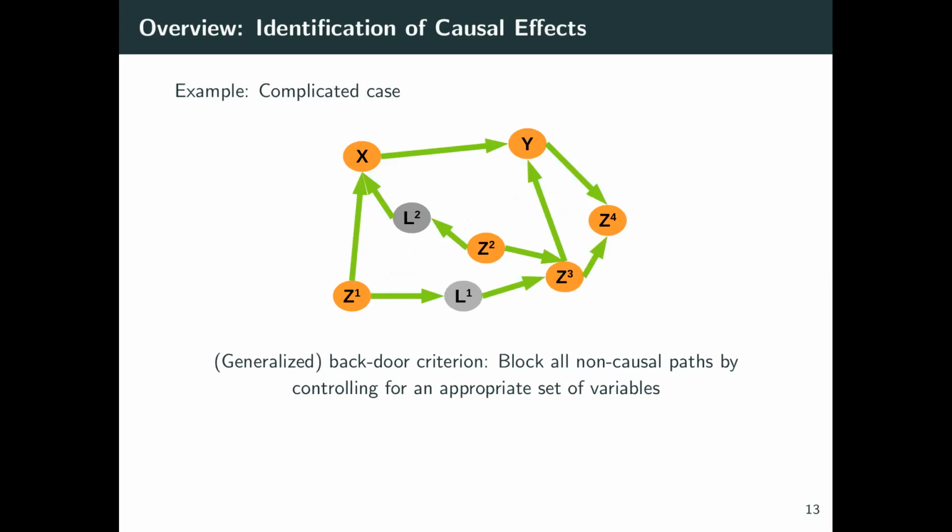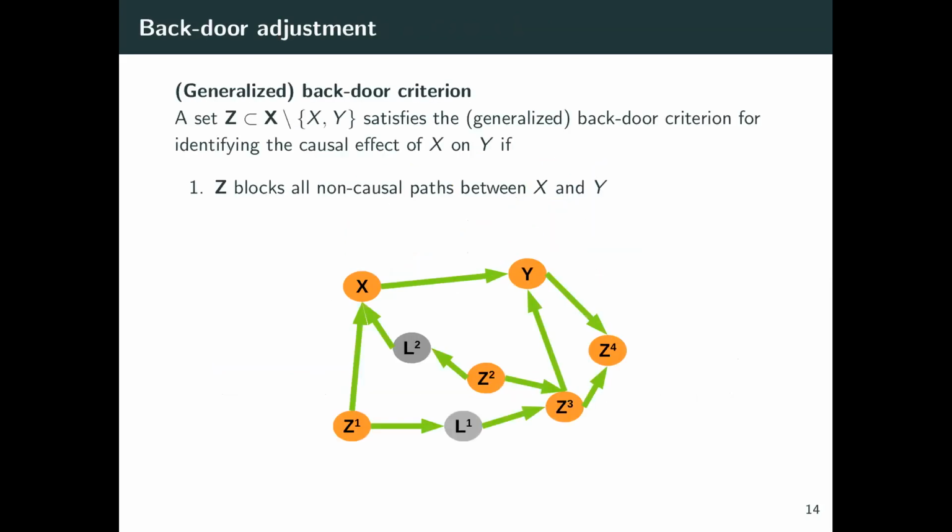So in a more complicated case here, where we have a number of variables and some of them are unobserved, we need some criterion to choose what other variables to put in our model next to X. And this is given, as one sufficient criterion, by the backdoor criterion. And the criterion tells you that a Z, which is called an adjustment set, satisfies this criterion for identifying the causal effect of X on Y if, firstly, Z blocks all non-causal paths between X and Y.